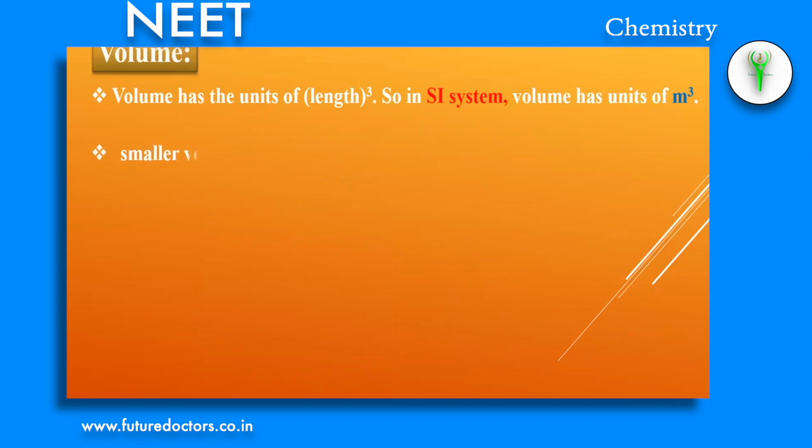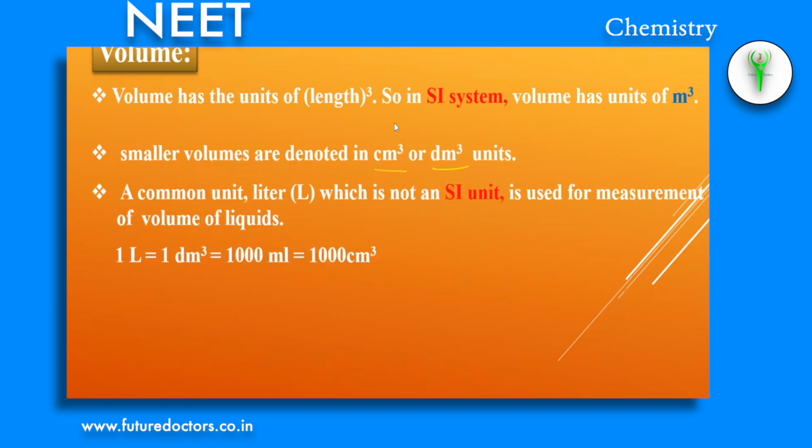The next quantity is volume. Volume has the unit of length cube. In the SI system, volume is in meter cube. We can also use smaller units to represent volume, centimeter cube or decimeter cube. A common unit is the liter, which is not an SI unit. It is used for the measurement of liquids.